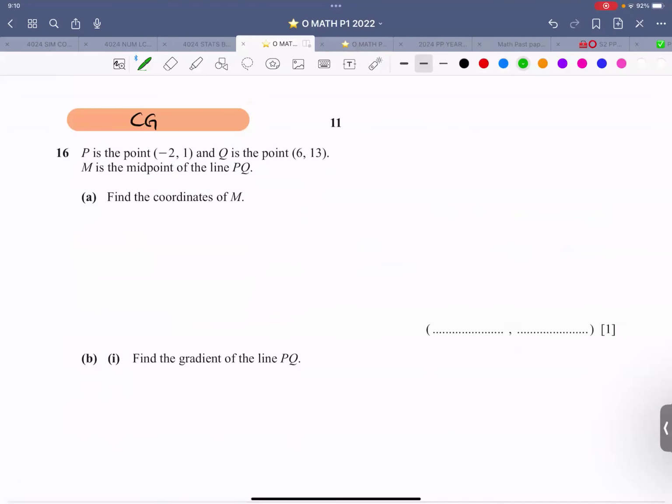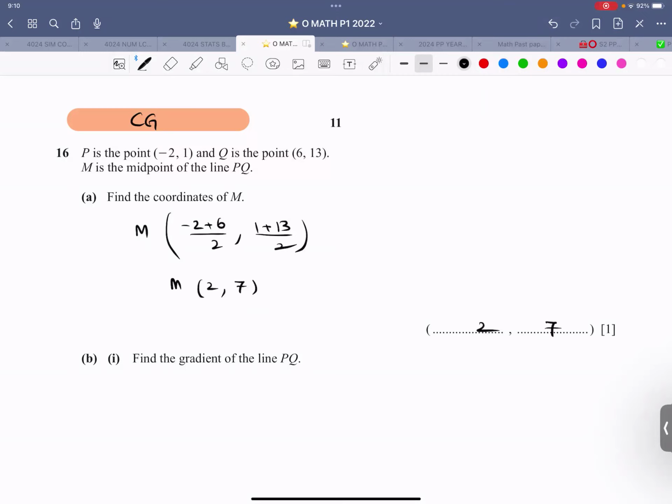This is a coordinate geometry question. It says P is the point (-2, 1), Q is the point (6, 13), M is the midpoint. So M is the average of the x coordinates and the y coordinates. So (-2 plus 6) divided by 2, (1 plus 13) divided by 2. 4 over 2 is 2, 14 over 2 is 7. So M is (2, 7).